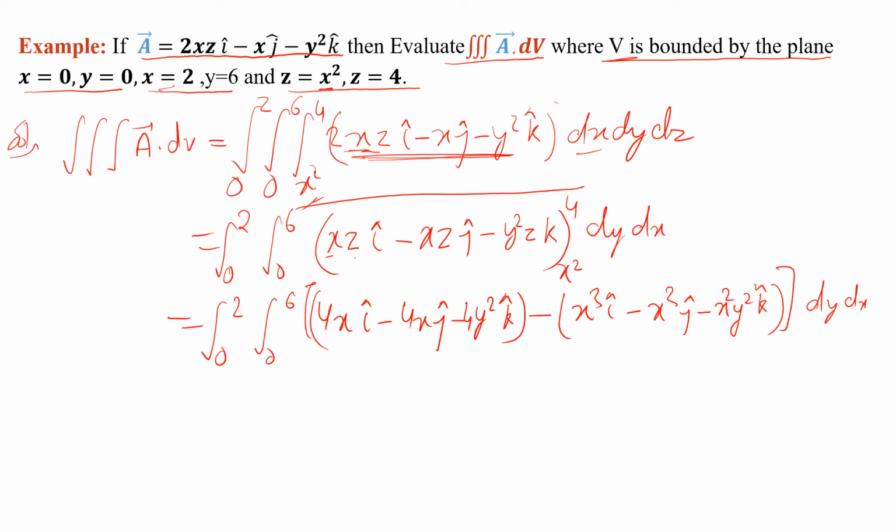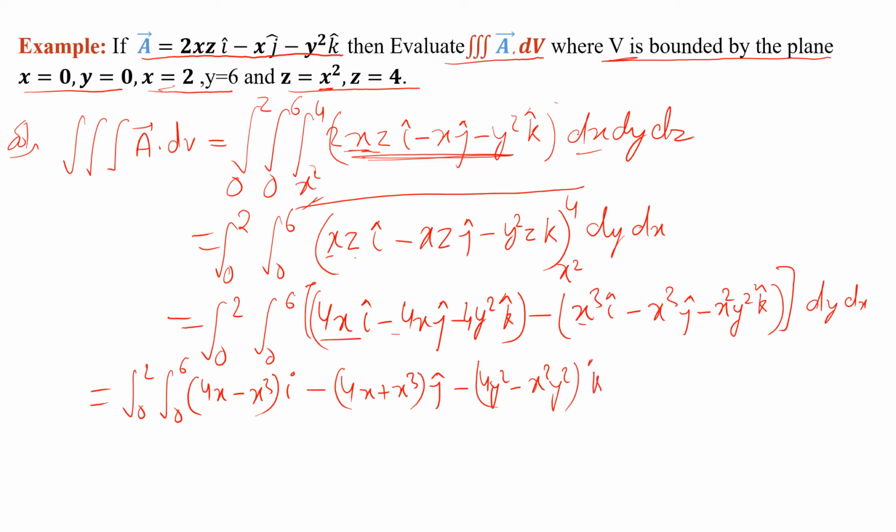Now simplify, 0 to 2: we get (4x − x³) i, and here minus 4x plus x³ j, and we get 4y² minus x² y² k vector.